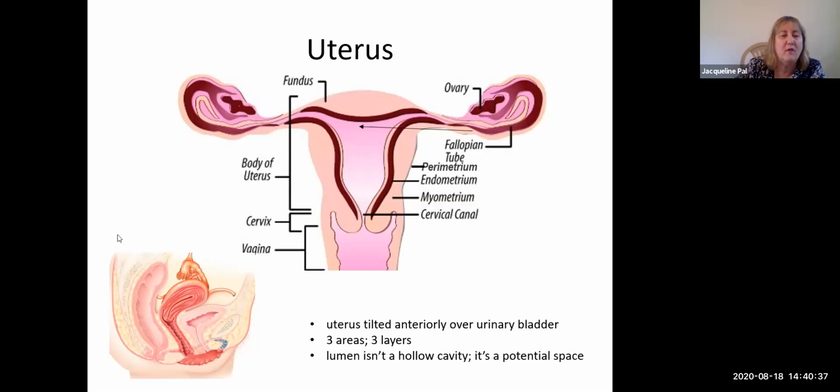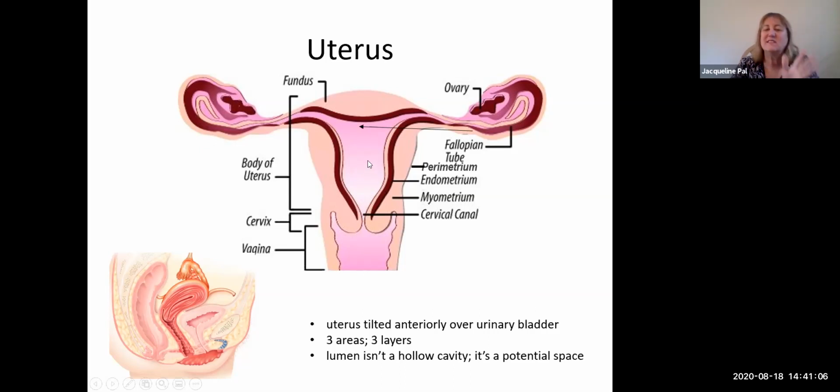So you may recall that the uterus is tilted anteriorly over the superior surface of the urinary bladder. There are three different areas: the uppermost fundus, then the main body, and then the inferior cervix, which hangs down into the vaginal canal. There are 3 layers: the outer perimetrium, the muscle, which is the myometrium, and then the inner endometrium.